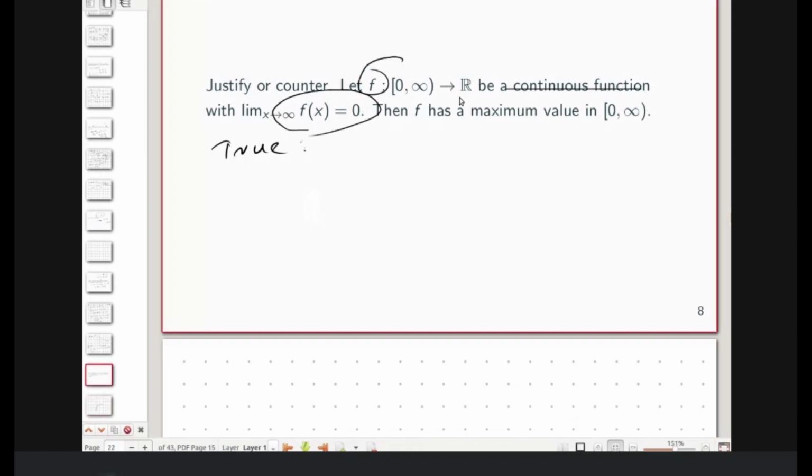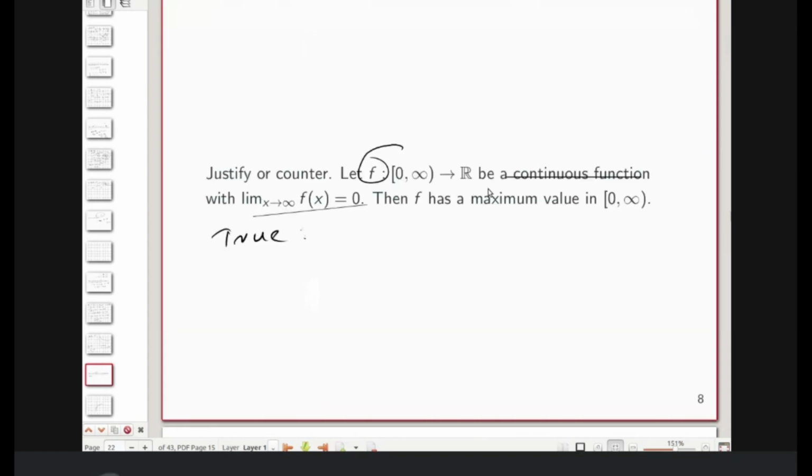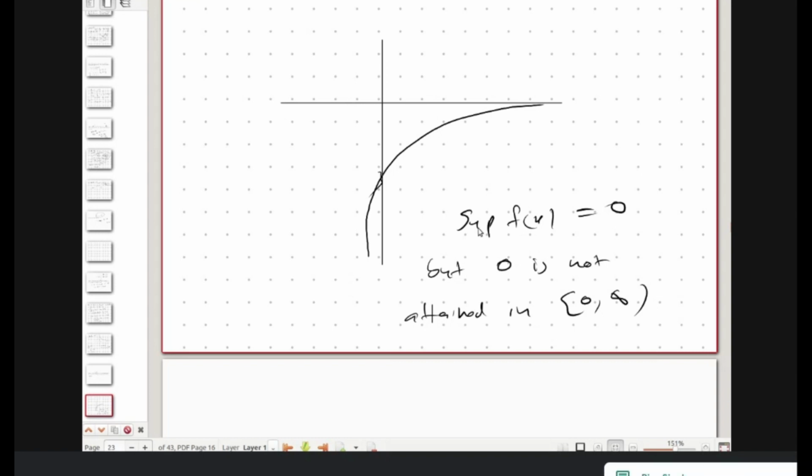F is a continuous function and the limit is 0, right? It goes to 0. But it doesn't have a maximum value; the supremum of f of x is equal to 0, but 0 is not attained in 0 to infinity. Is this what you mean, Balu? Yes. Yeah, it is right.